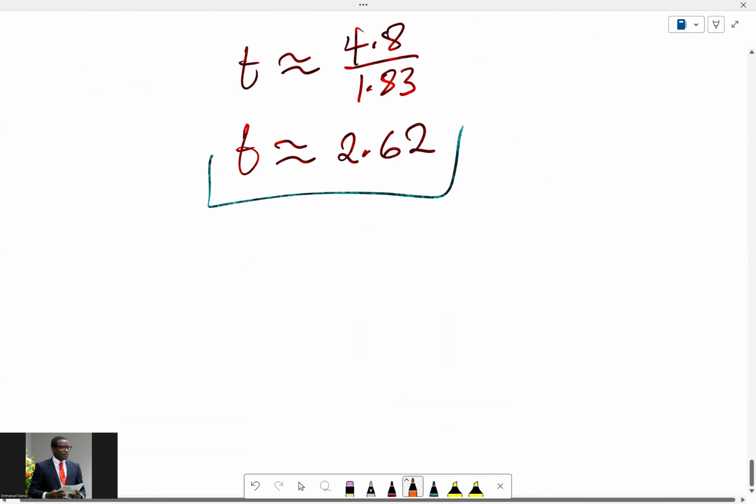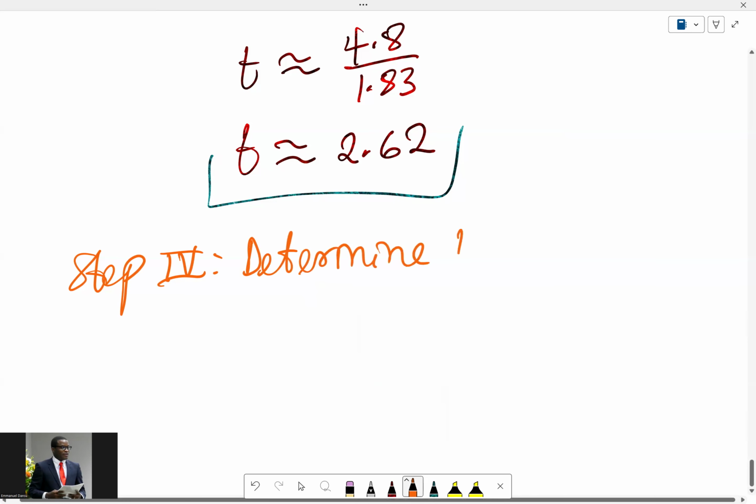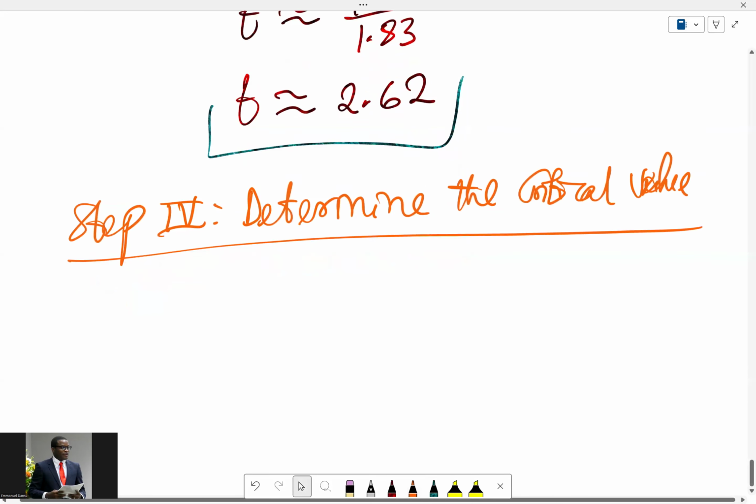And then we go for the next step, step 4. So for step 4, you determine the critical value. This is where the table comes in. So the critical value is the value against which you compare your test statistic so you can make a decision.